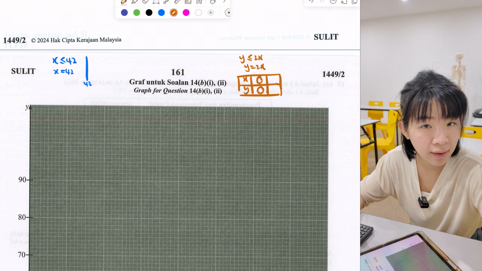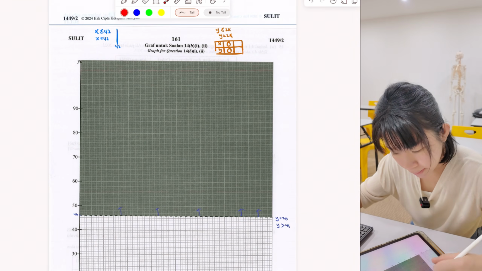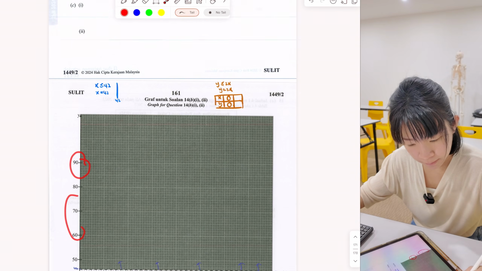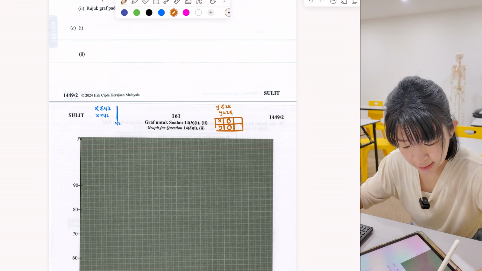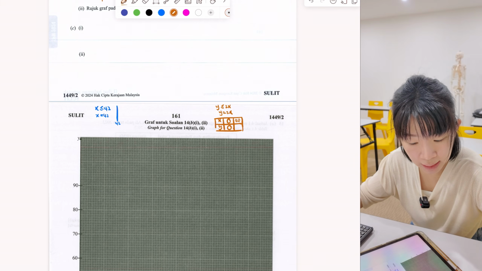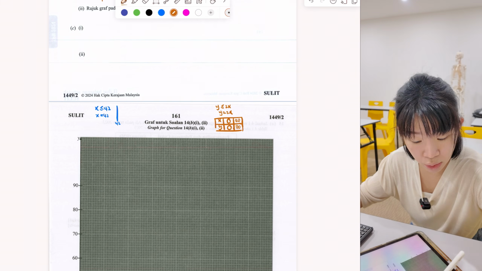How about the other point? The other point, you can choose any number, but make sure it is a number that can be found here. All the numbers here are in multiples of 10. So maybe we can use x is 40, y is 2 times 40, 80. We can find these two points here.